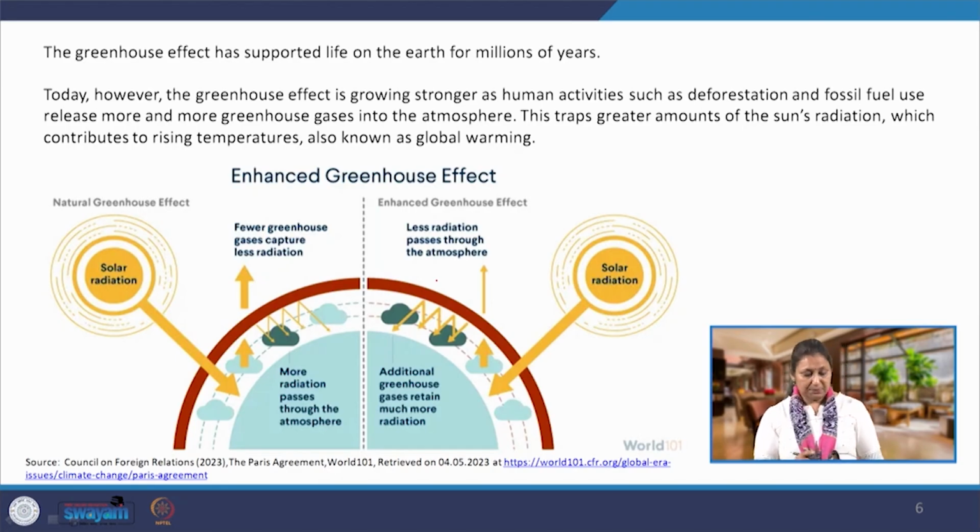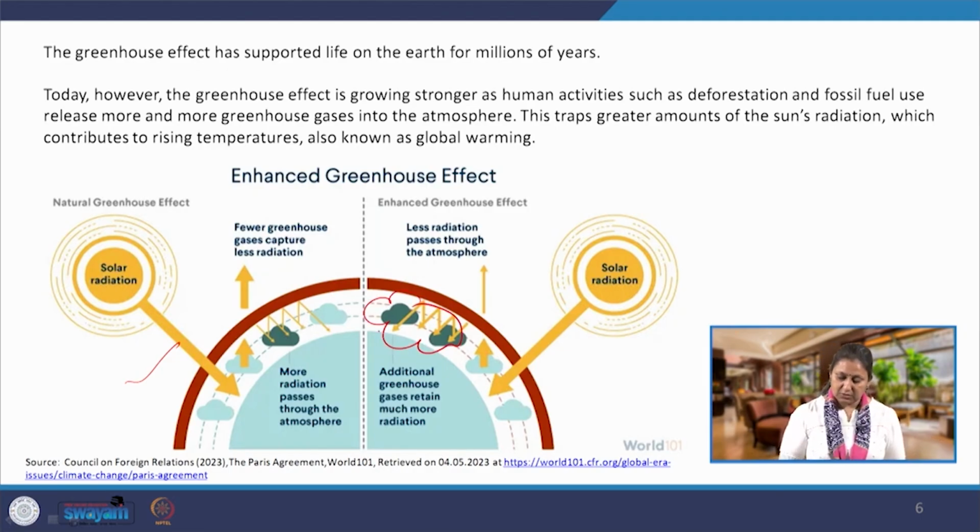But what has happened? This is naturally what happens here in the greenhouse effect, as I have explained. But what is happening now is that this factor, which is the greenhouse gases and more humidity, more cloud formation, increases, and more and more of the heat is absorbed in this layer. This is the enhanced greenhouse effect that we are talking about.